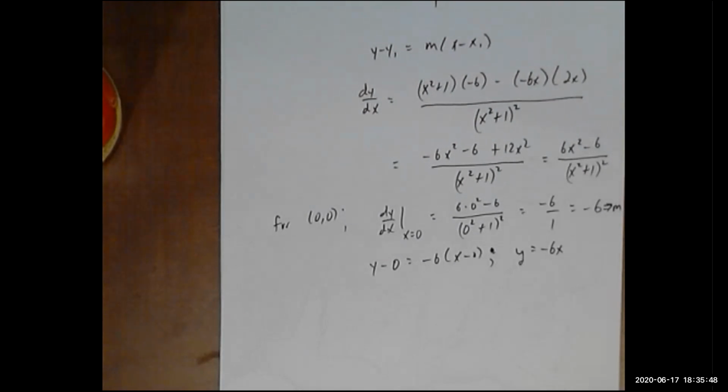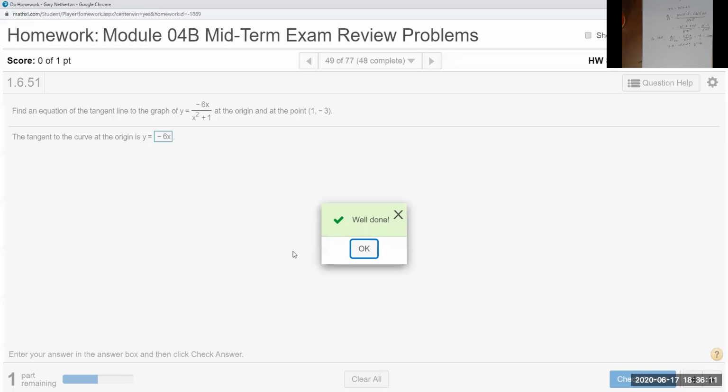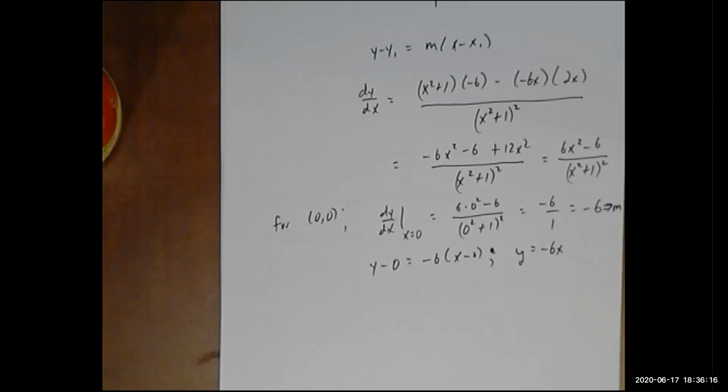Now I'm going to go ahead and see if that's correct, because that's all based upon this first derivative, and I don't want to do the second point if I've made a mistake. So let me go back. Y equals negative 6x. All right, that's good. So now let me go back and we'll do it for the second point.